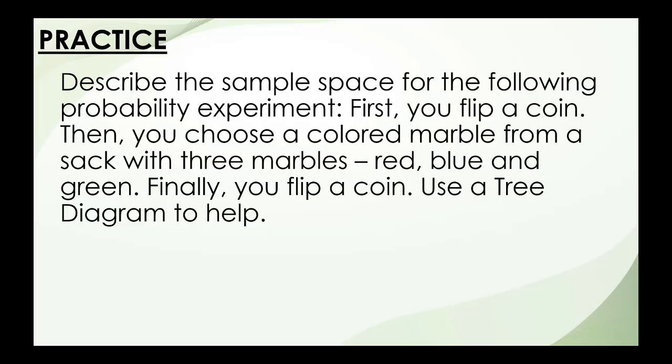First, you flip a coin. Then you choose a colored marble from a sack with 3 marbles, red, blue, and green. Finally, you flip a coin. Use a tree diagram to help. So you'll notice this is similar to the example that we just did, but now there's more actions. Instead of just 2 things to do, there's 3. We flip a coin, then we pull a marble, then we flip a coin. So we're going to have 3 sets of branches in our tree here. So why don't you pause the video, give this a shot, and when you're ready, hit play.